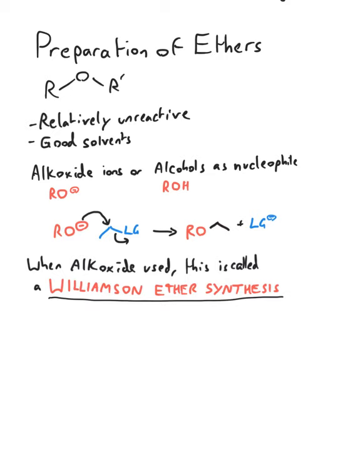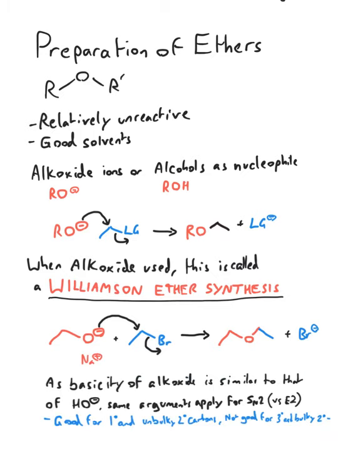For example, here we have sodium ethoxide, the ethoxide anion reacting as a nucleophile on this ethyl bromide to yield us diethyl ether in an SN2 reaction. As the basicity of alkoxide is similar to that of the hydroxide, the same arguments apply for SN2, i.e. they're good for primary carbons or non-bulky secondary carbons. We can't do it on tertiary carbons, and on unfavored secondary carbons we can very likely expect elimination reactions instead.